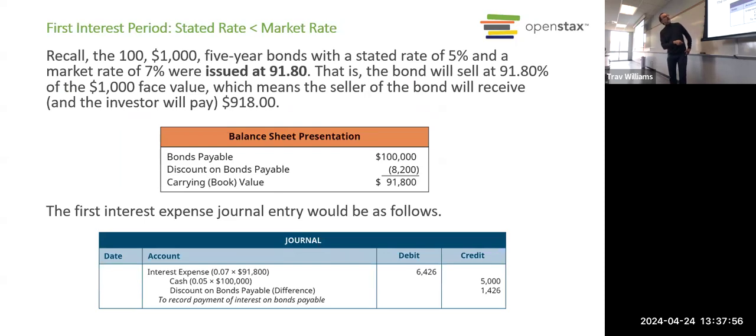Same thing with bonds sold at a discount, which is what we have going on here. Now notice in this case, we pay out $5,000 in cash, but the discount on the bonds payable is credited. And then those added together equal our interest expense. So again, when you have bonds issued at a discount, your interest expense gets increased.